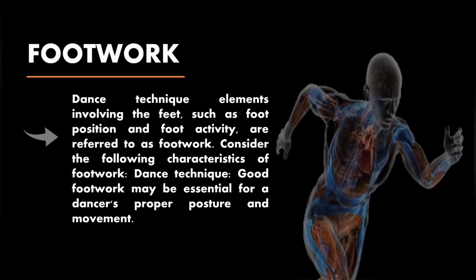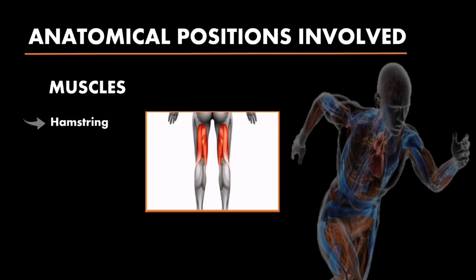Now that we already know what footwork is, let us analyze the anatomical positions involved in footwork. First and foremost, the muscles. One is the hamstring. The hamstring tendons are strong bands of tissue at the back of the thigh that attach the large thigh muscle to the bone. The term hamstring also refers to the group of three muscles that run along the back of your thigh from your hip to just below your knee.